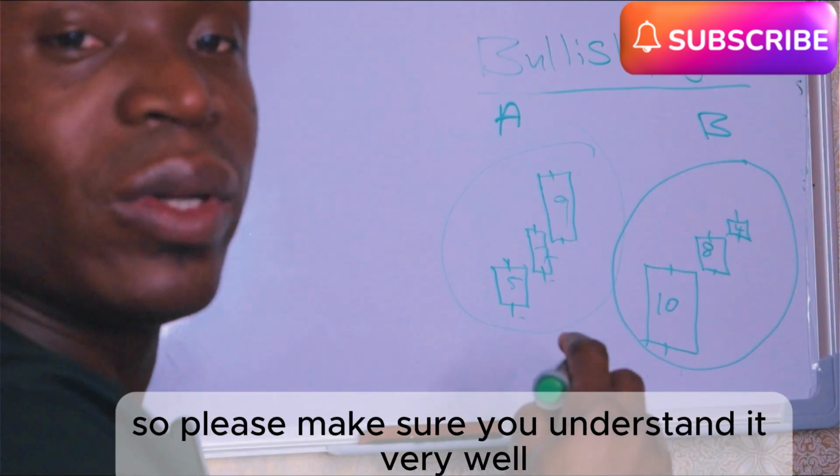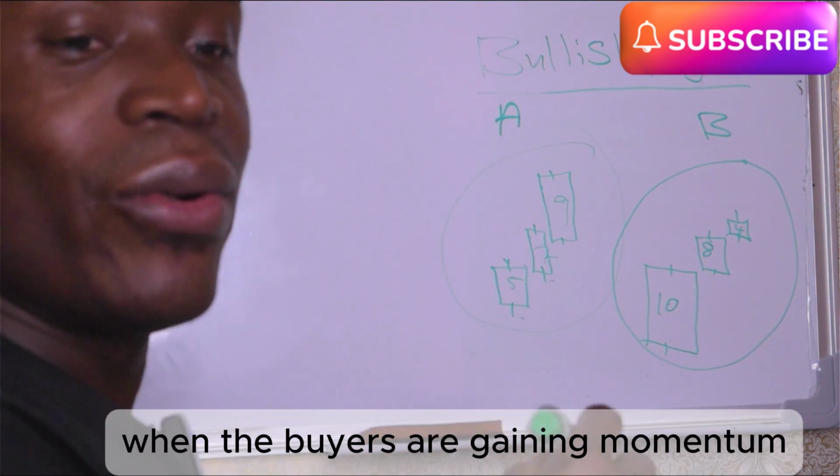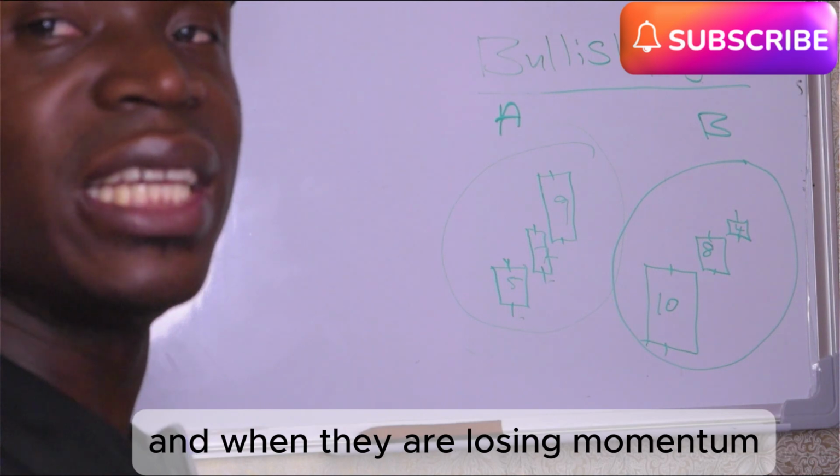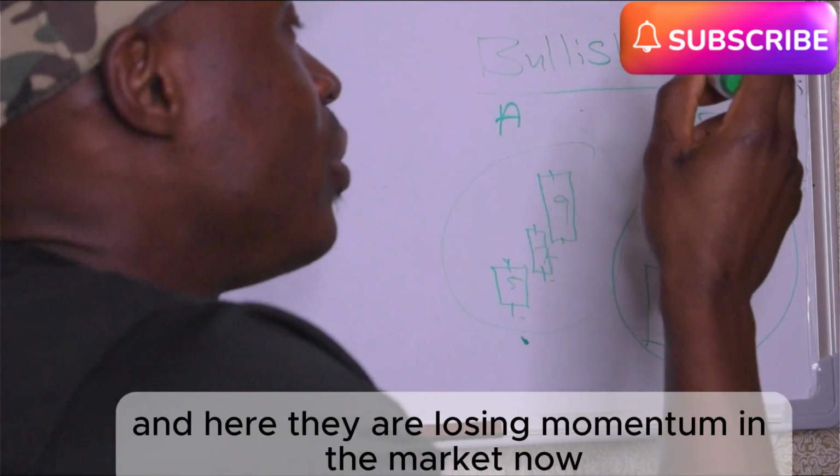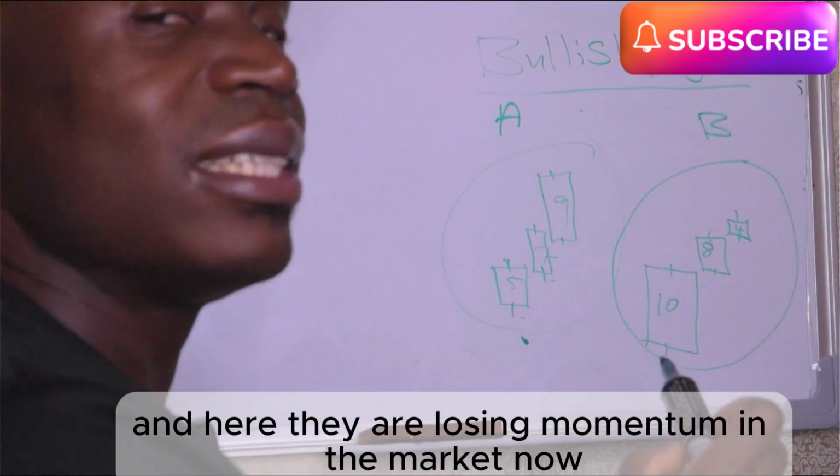So please make sure you understand it very well: when the buyers are gaining momentum and when they are losing momentum. Between A and B, here is high momentum, and here they are losing momentum in the market.